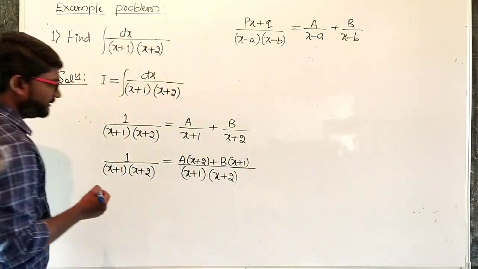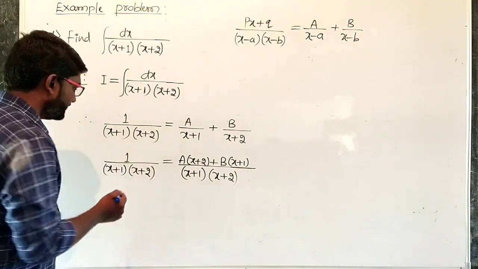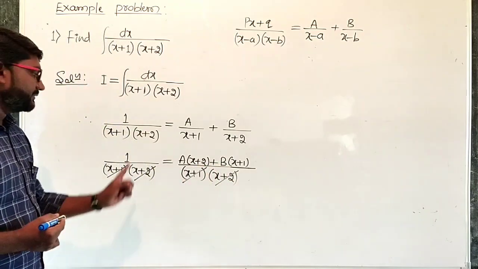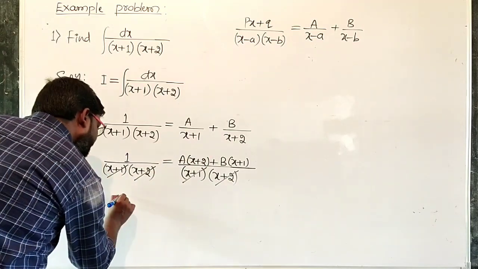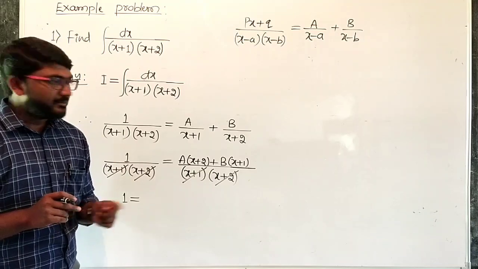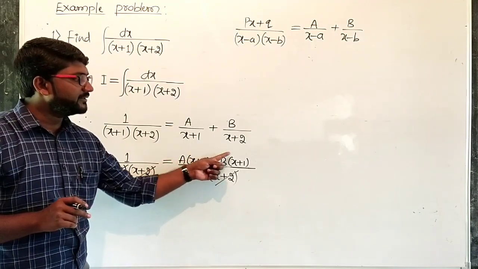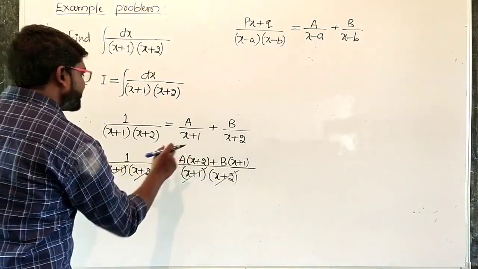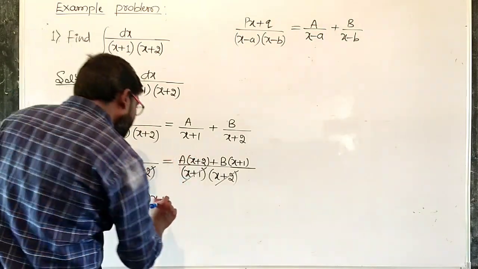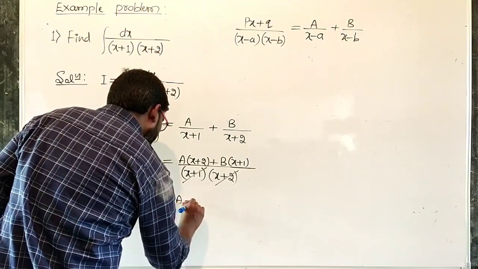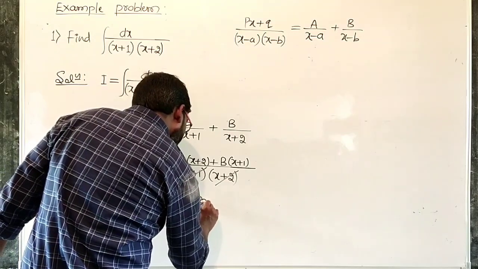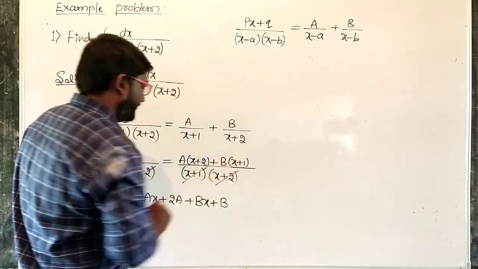Here the denominators get cancelled, (x plus 1)(x plus 2) and (x plus 1)(x plus 2) get cancelled. I write the remaining terms: 1 is equal to. Now I multiply a with these two terms and b with these two terms. A into x is ax, a into 2 is 2a, plus b into x is bx, plus b into 1 is b.